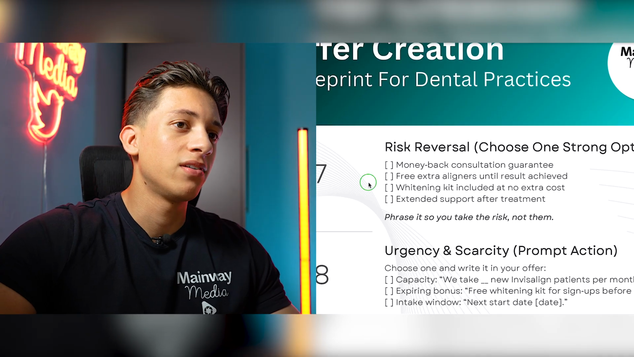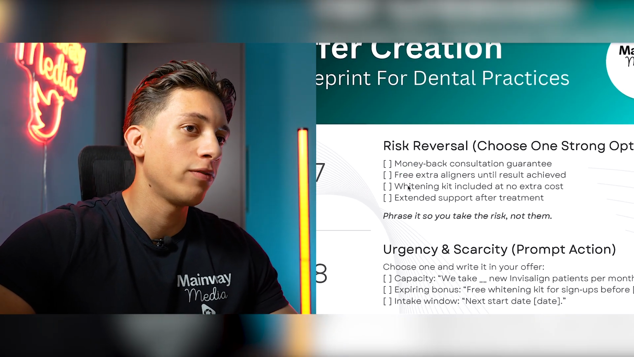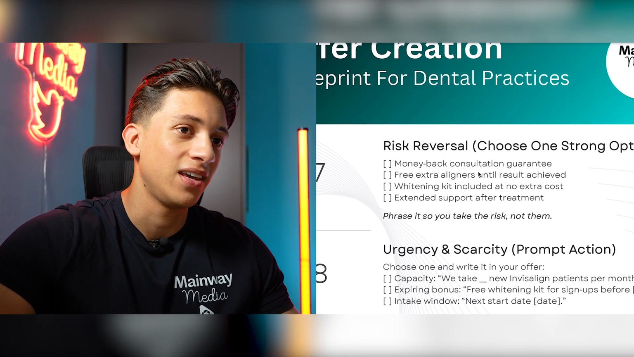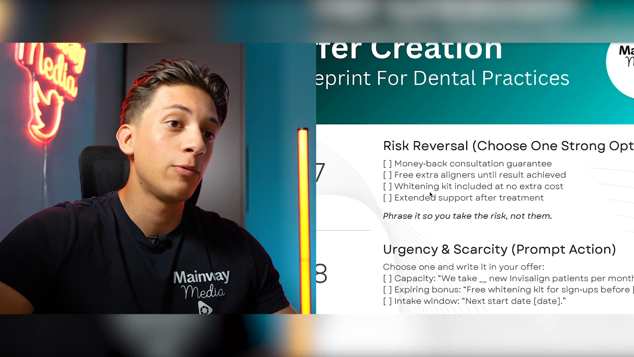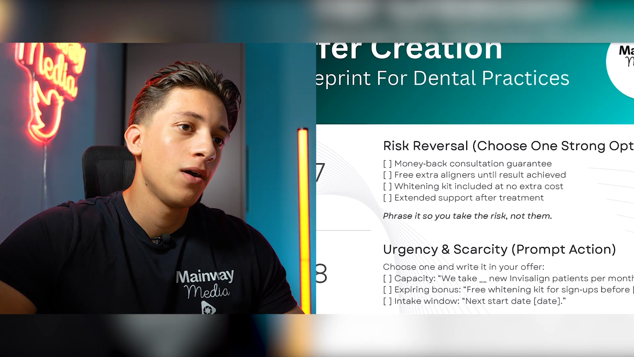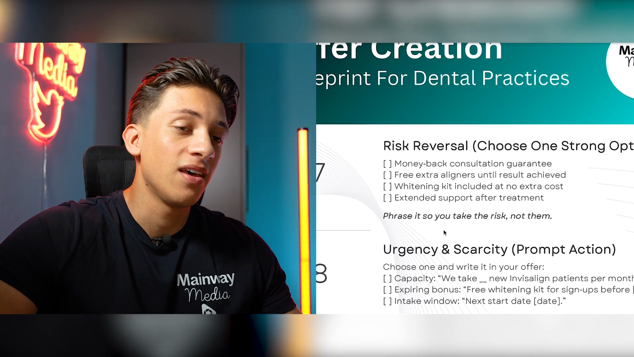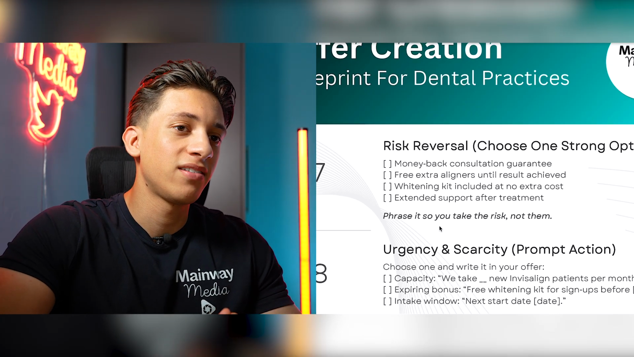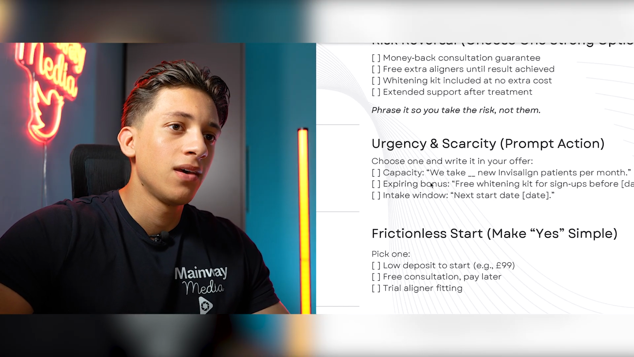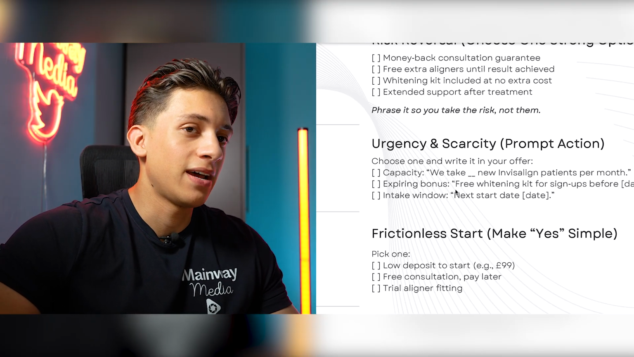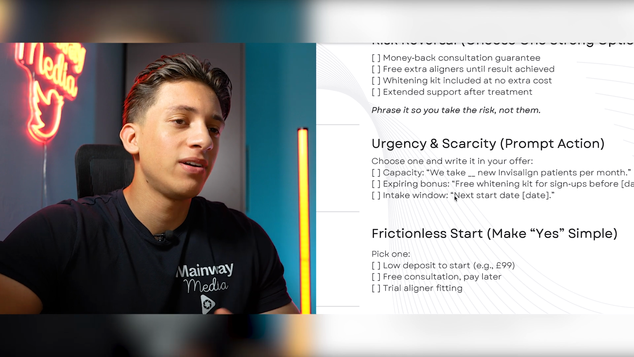Number seven is you want to reverse the risk. So you can do this by offering a money back consultation guarantee, free extra aligners until you've achieved the result, a free whitening kit offered for free, or extended support after your treatment. You need to structure it so that you take the risk and not the patient. Number eight is you need to create urgency and scarcity. So we only take X new Invisalign patients per month, but I don't really like this one anymore.